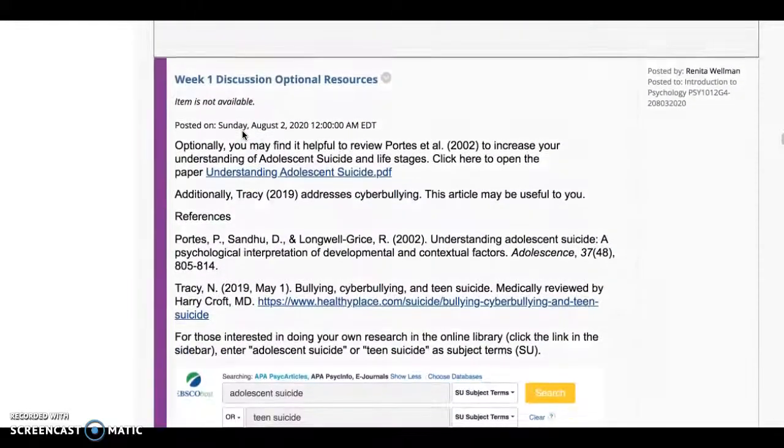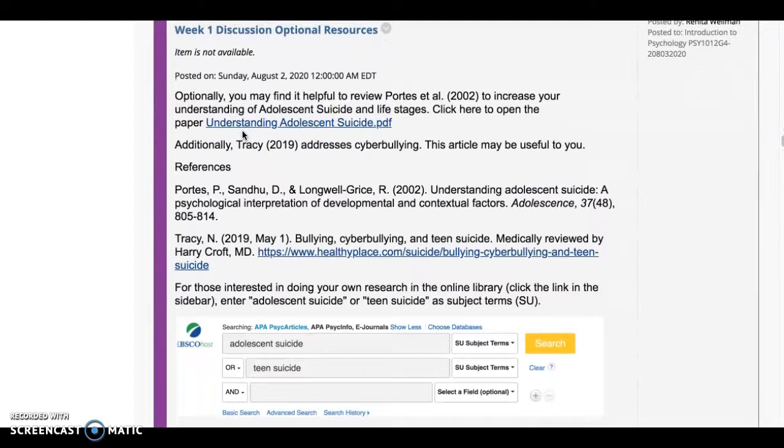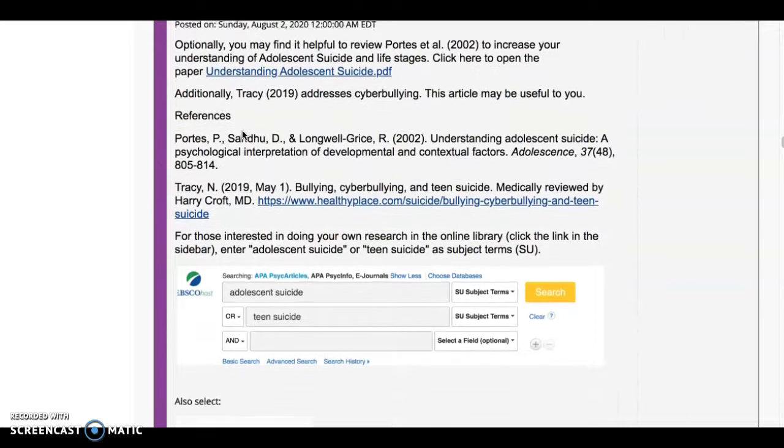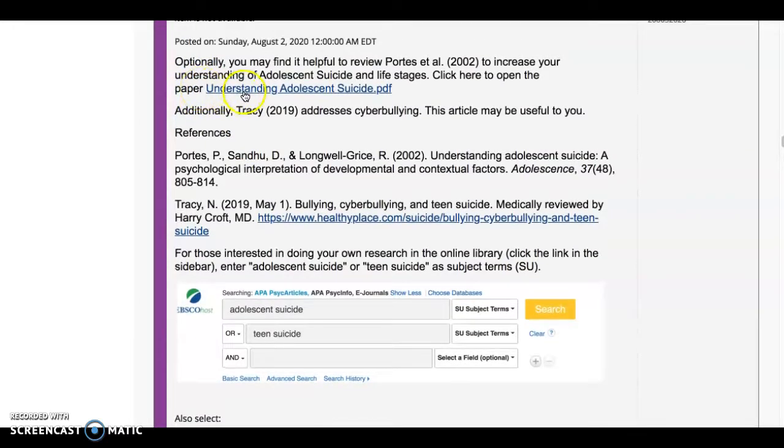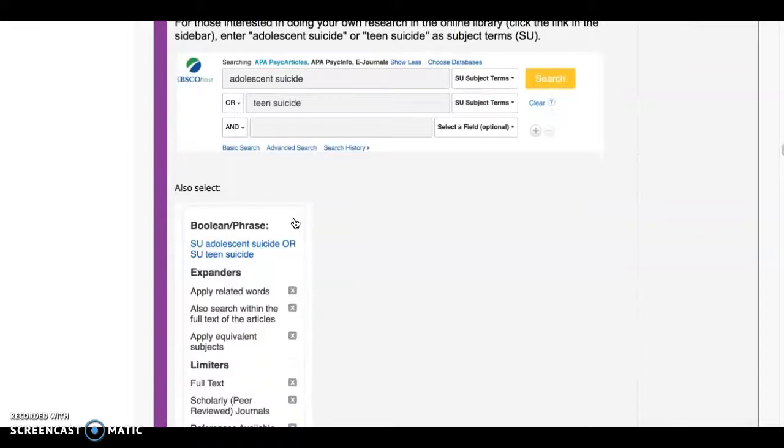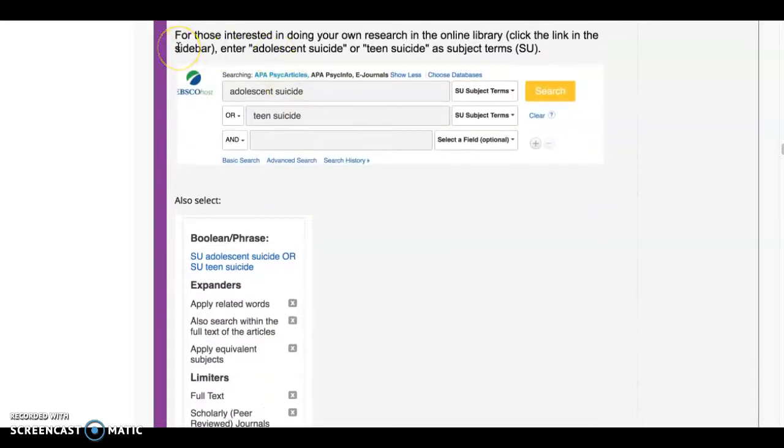The week 1 discussion topic is about personal identity during adolescence and the possibility of suicide from bullying. So I have a couple of articles for you. One is by Portis et al., and that's right here. You can click on this and it will open up the article. Another one is Tracy, and click on this and it'll take you to her online article. Alternately, you can also go to the databases and enter adolescent suicide or teen suicide as subject terms and see what you can find in the literature.